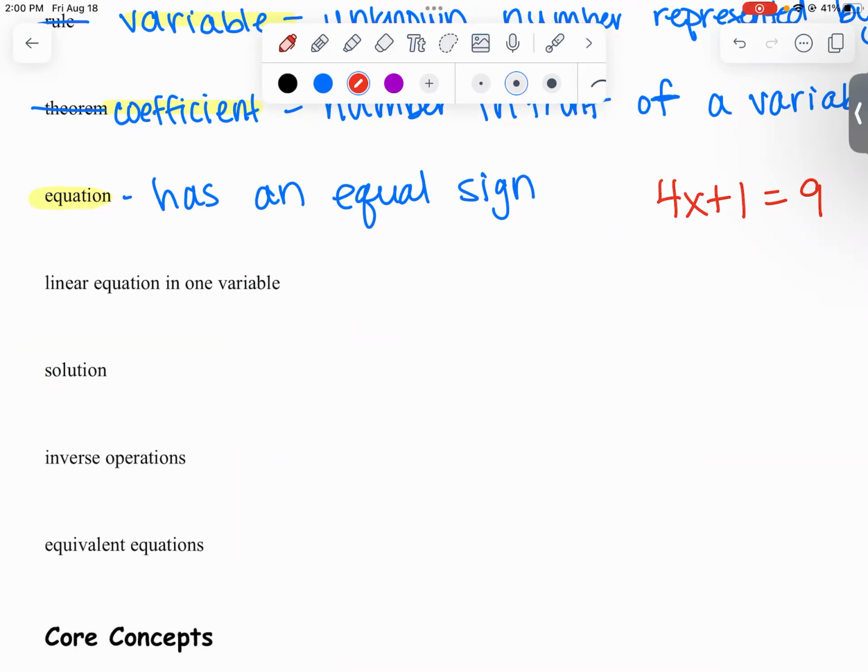Brooks. The coefficient is what, Ian? 4 is the coefficient. Brooks, I'm going to come back to you. What is x? A variable. And then 1 and 9 are both constants because they don't have an x or another letter with them. So if you need that reminder, this is the coefficient. This is the variable. And this is the constant.